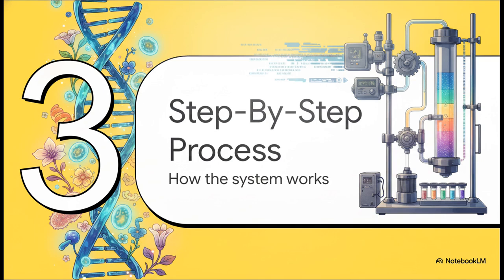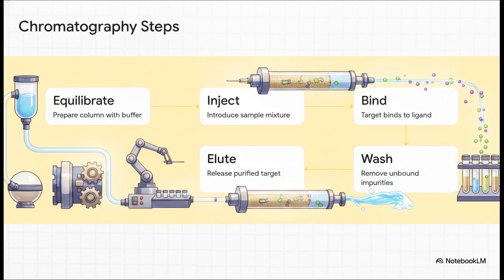All right, Section 3, the step-by-step process, how the system actually works. So how exactly do we turn these biological principles into a mechanical process? Well, the operation runs through a highly automated, high-performance liquid chromatography, or HPLC, system. It starts at a solvent reservoir and degasser, flows through a high-pressure pump, and straight into an autosampler, where our mixture is injected. The sequence is super precise.